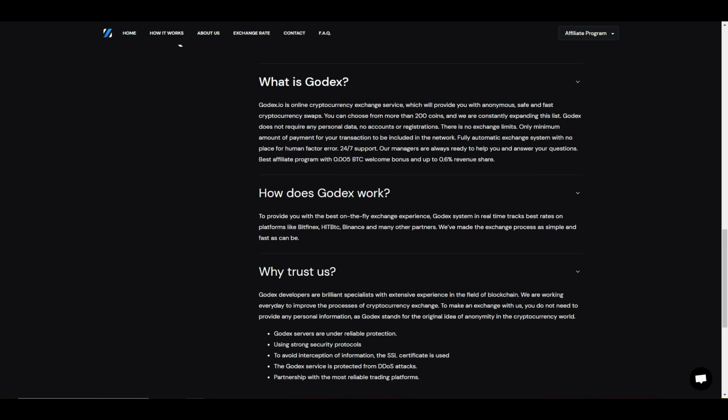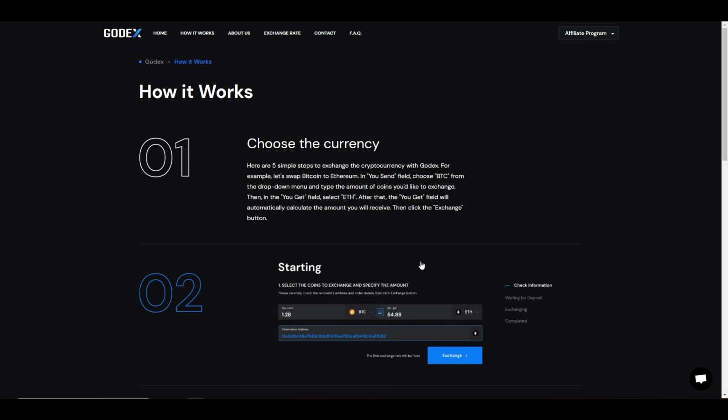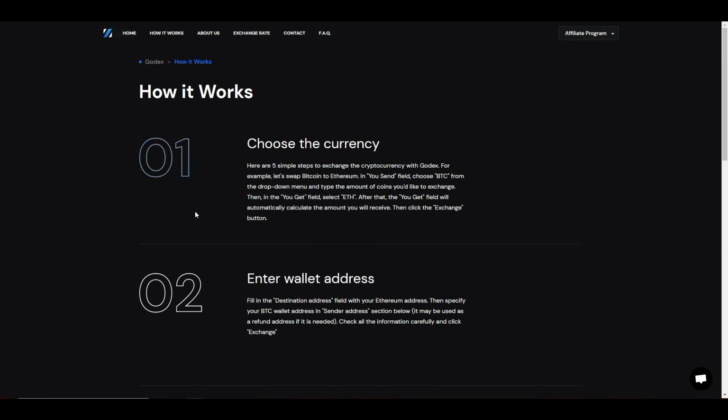Partnership with the most reliable trading platform. So again, guys, very, very awesome. You see it here, man. It's all going very, very great. So we saw how it works. We saw everything about it. Here's just a better explanation of it.